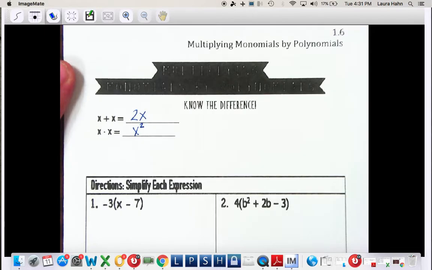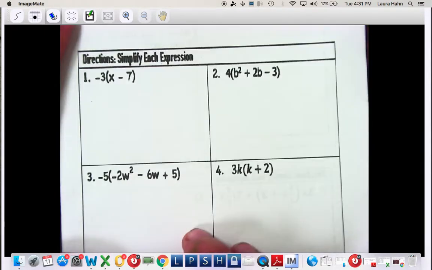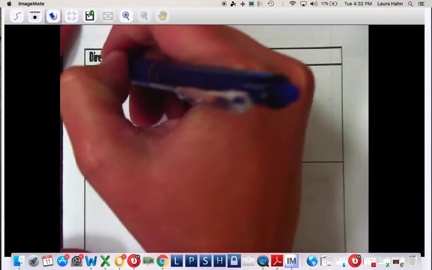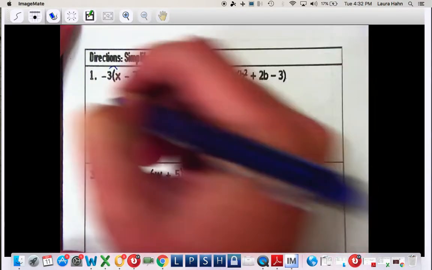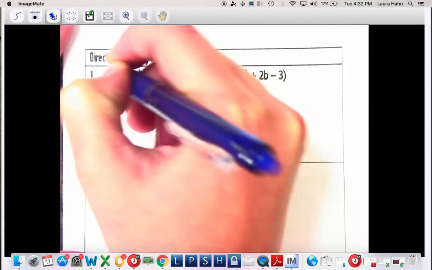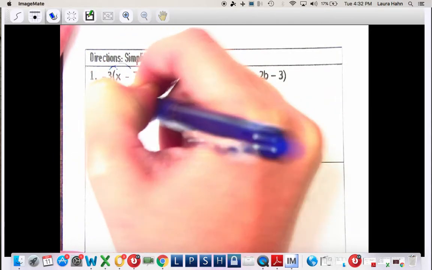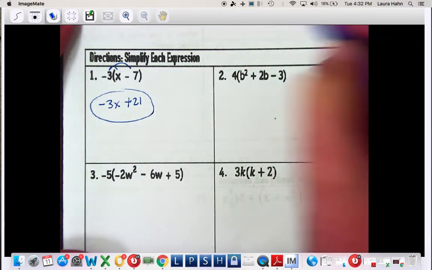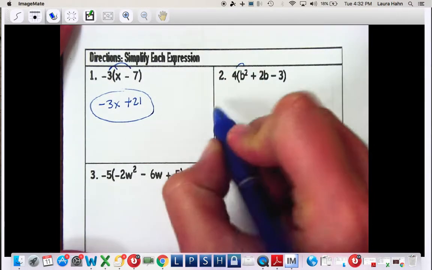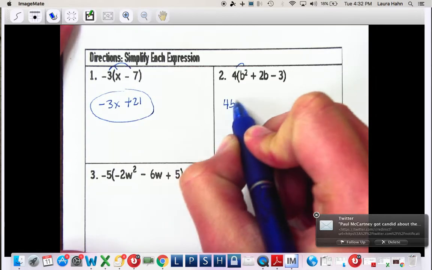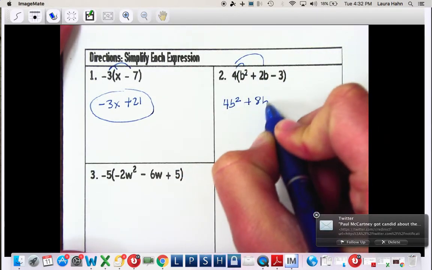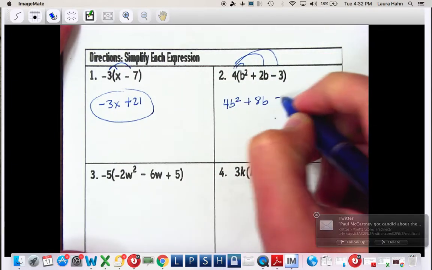Alright, so let's jump into some examples. I see parentheses, I know I'm going to have to distribute. Negative 3 times x is negative 3x. Negative 3 times negative 7 is a positive 21. On 2, 4 times b squared is 4b squared. 4 times 2b is 8b. And then finally, 4 times a negative 3 is a negative 12.